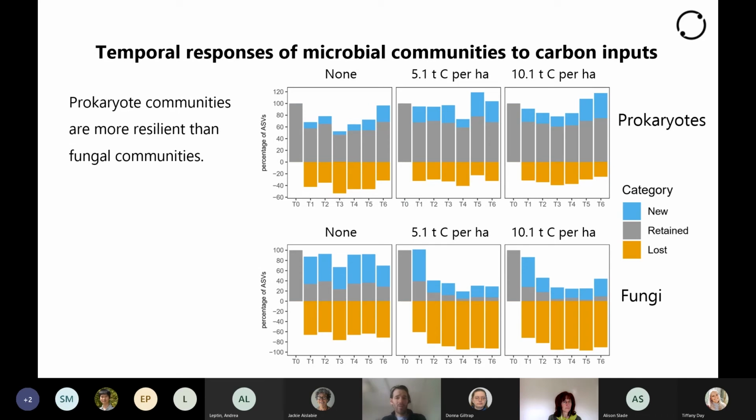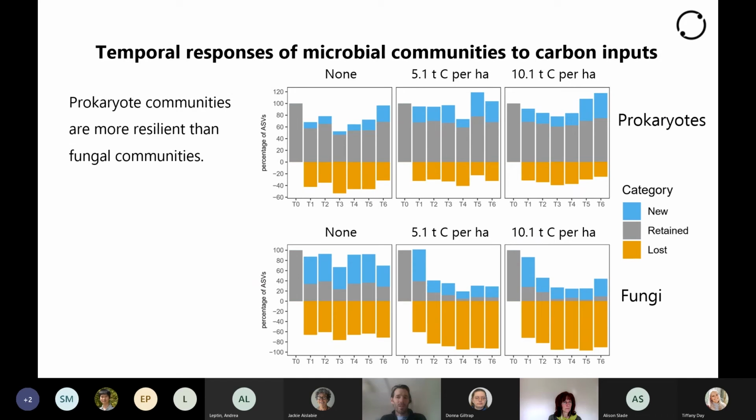This shows the proportions of prokaryotes or fungi that were present at the start of the experiment and then persisted throughout the experiment, which is shown by the grey bars, or were lost throughout the experiment, shown by the yellow, or gained, which is shown by the blue, relative to the start of the experiment. And we can see that there are contrasting effects for prokaryotes and fungi. With no carbon input, there are moderate declines over time with urine only, but much more turnover, i.e. replacement of lost organisms with new organisms, for fungi compared to the prokaryotes.